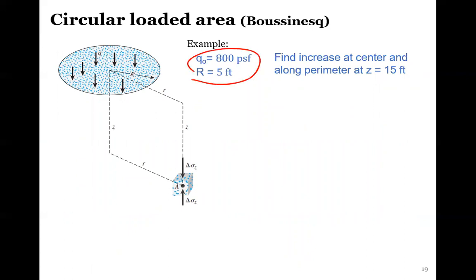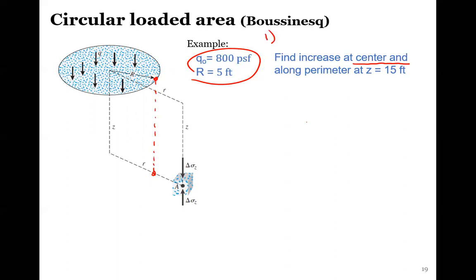So similar numbers to our 2 by 1 that we were doing before: 800 PSF, radius of 5 feet, and now we're finding it at a depth of 15 feet. What we care about is this point directly under the edge of it. Oh, I'm sorry, no, under the center. So we find the increase at the center and along the perimeter. So we're doing two cases here.